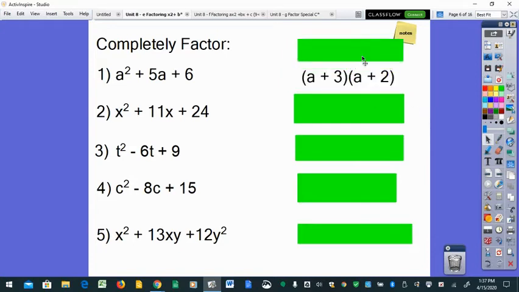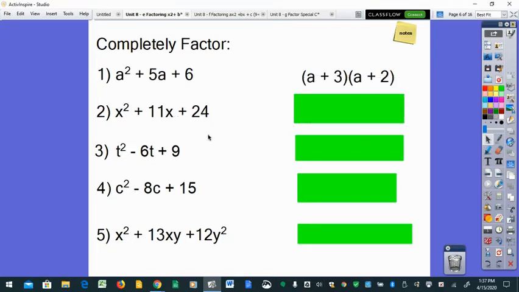All right, so how'd you do on the first one? Do you have one of the linear binomials being a plus 3 and the other one being a plus 2? 3 times 2 is 6, and 3 plus 2 is 5. And if you FOIL this, you would get this answer back. How about the next one?